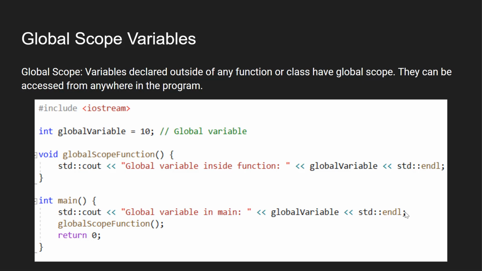You do need to be careful when defining a global variable, because it is best practice to avoid using global variables in our C++ programs. Here we have a very basic example of a global variable declared, and how it's being utilized inside a function and inside our main function here.